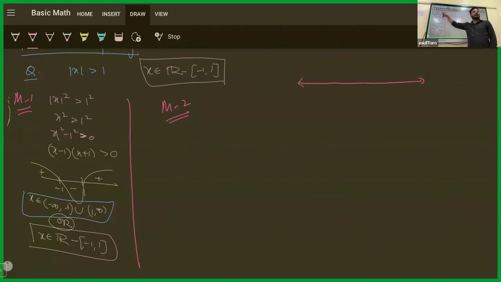So mod x should be greater than 1 means what? That we need to figure out all the numbers on the number line whose distance from origin is greater than 1. Do you understand? So let's suppose origin is somewhere here 0 and here it is -1, this is +1. Let's say somewhere here, this is 2 and this side it is -2, correct? So if I ask you, what is the distance from 0 to this point? 1. What is the distance here? 1 unit.